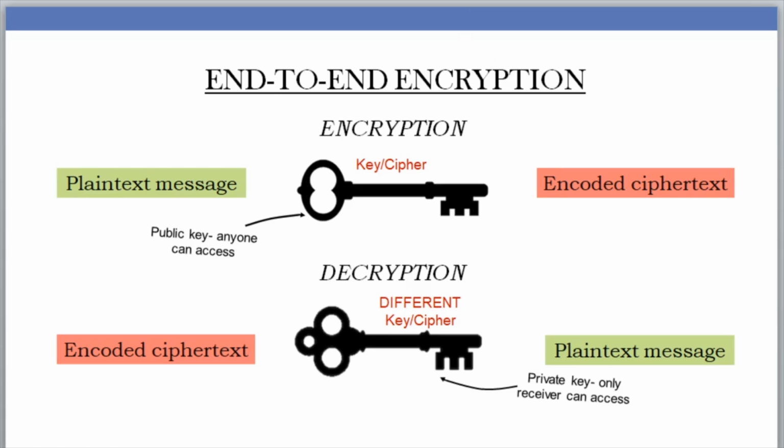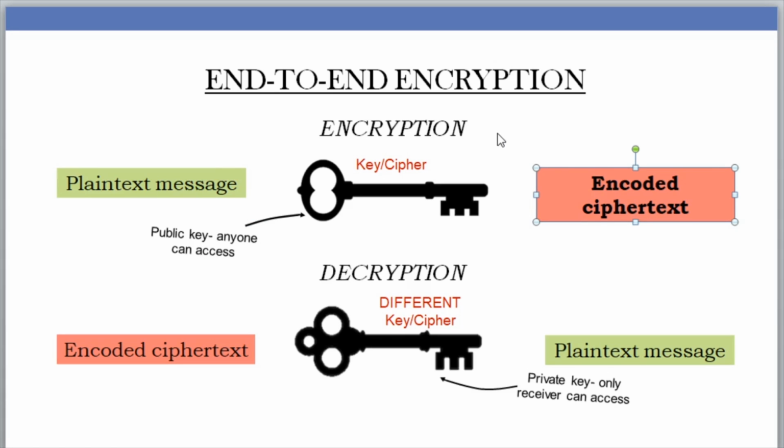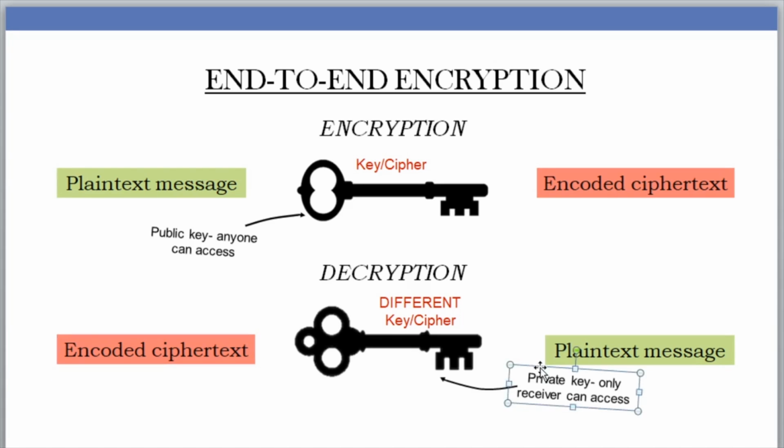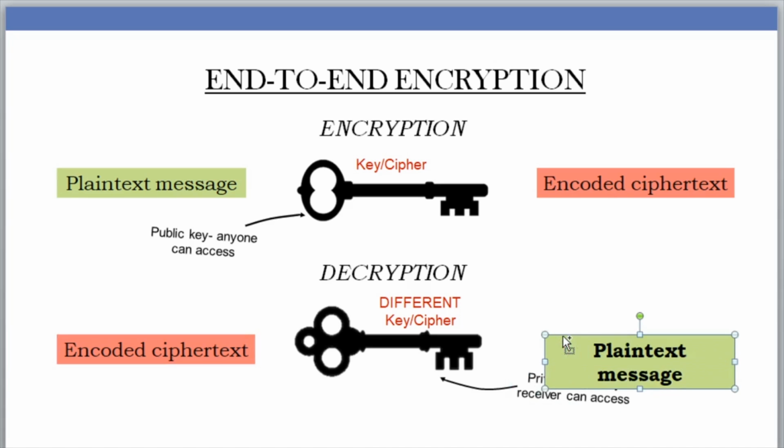As a summary for the last video, let's just go over what we learned. So we said that if someone wants to send a message and keep it secure from public viewing, they can encode it using a public key that anyone can access. This will convert the plain text message into an encoded ciphertext that gets sent to the receiver, and then once the receiver receives this, they can then decode it using a private key only they have to convert the ciphertext back into the original plain text message.